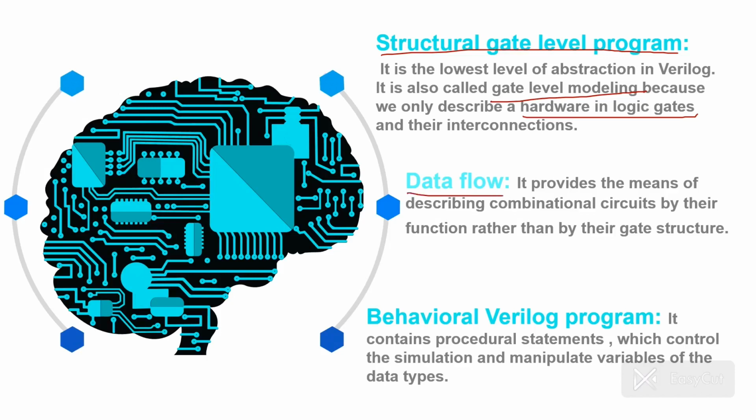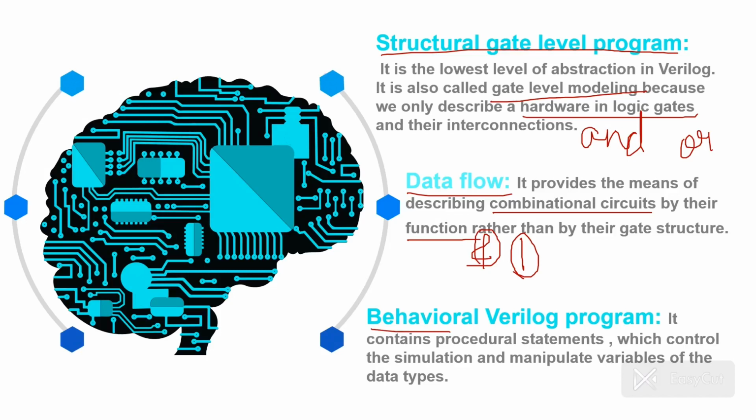Next is data flow. In data flow we'll be using the assign keyword, and we'll be describing the combinational circuit by their functions, like AND, OR. If AND is there, we'll be using this symbol. If OR is there, we'll be using this. Rather than gates, as in the structural gate level program where we used logic gates and the words AND, OR as they are, here in data flow we'll be using the symbols of those gates.